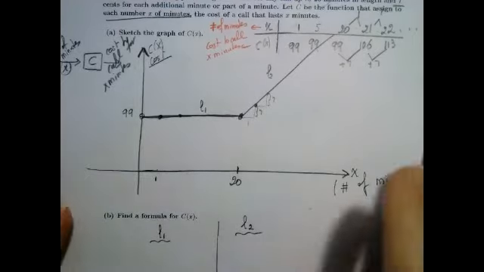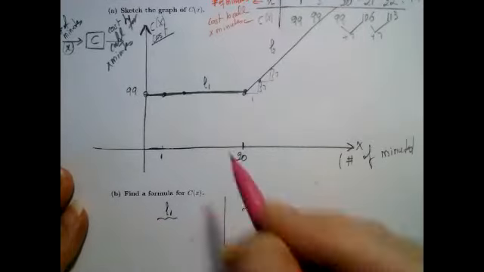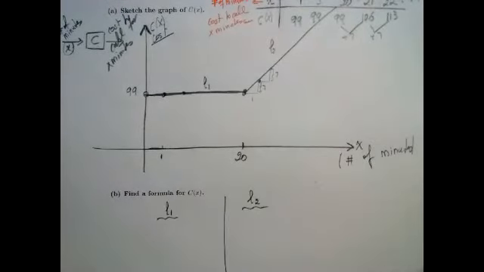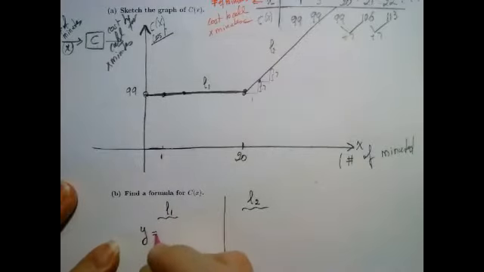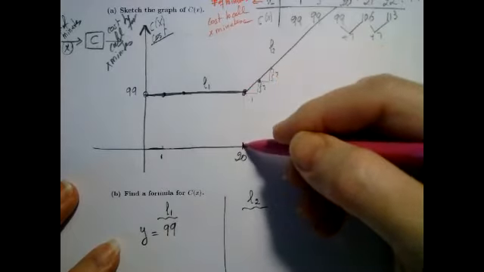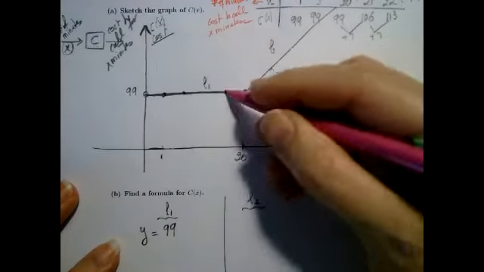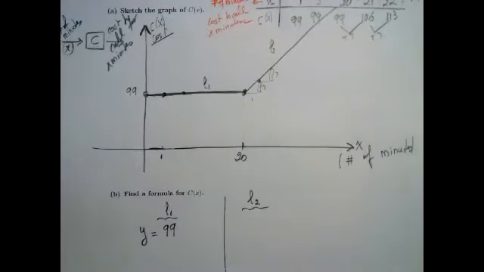Okay, so for line 1, let's take care of line 1. Line 1, the function is constant. There is nothing into it. So for line 1, the equation is going to be y equals 99. So as long as x is less than 20, the cost is going to be 99. So there is nothing more into the first one.